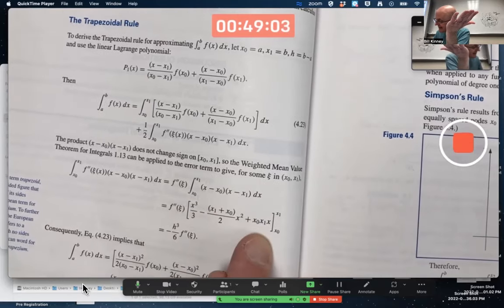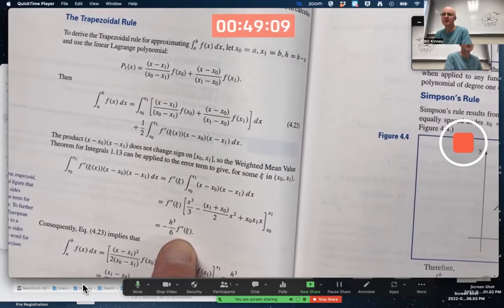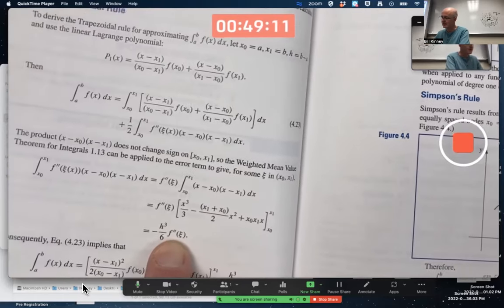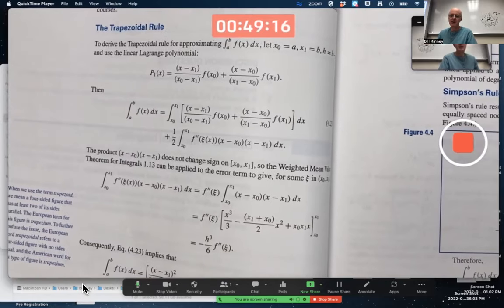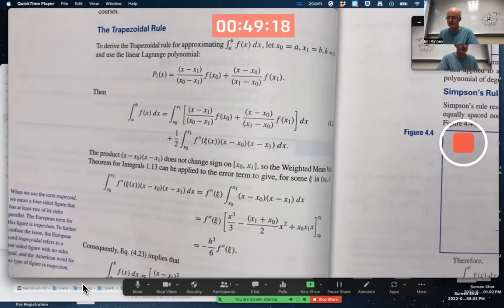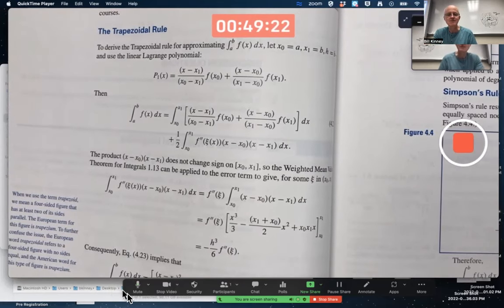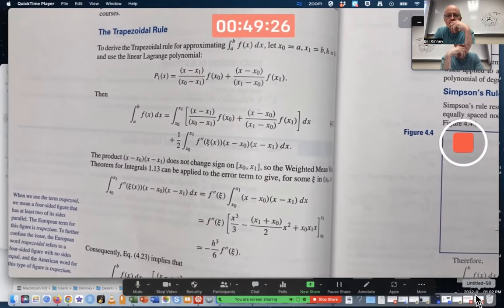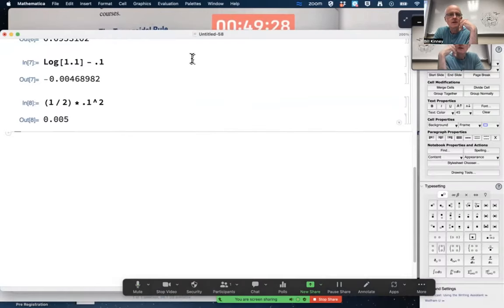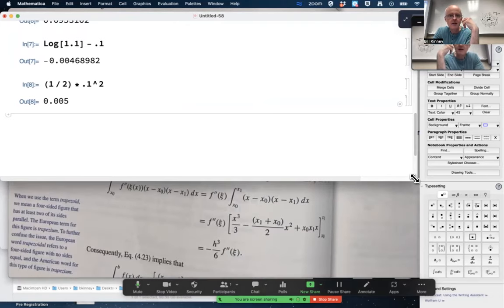Now the book goes ahead and does it and gets this, but realize they're not showing you many details. In fact, I tried some of these details on my own this morning, and it was not pleasant. So then I tried it with Mathematica, and of course, once you know what to do, Mathematica is nice. Let's go ahead and confirm that integral with Mathematica here.